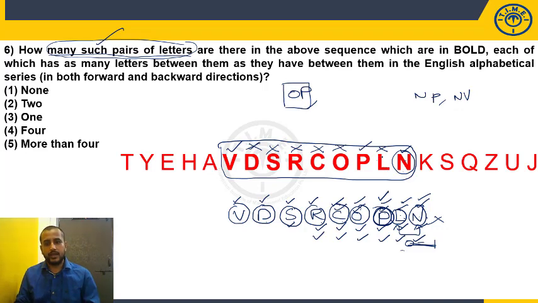Now start counting from L. L, M, N, O, P, Q, R, S. No such letters. Now starting with P. P, Q, R, S, T, U, V. Yes, matching. So PV. In the backward direction, one more pair, PV. Now starting with O. O, P, Q, R, S, T. No such pair. Now starting with C.